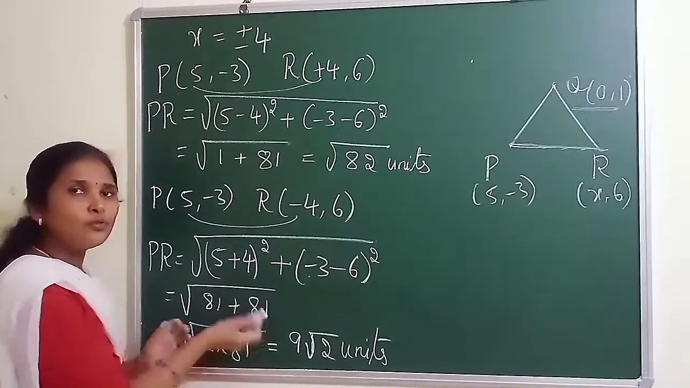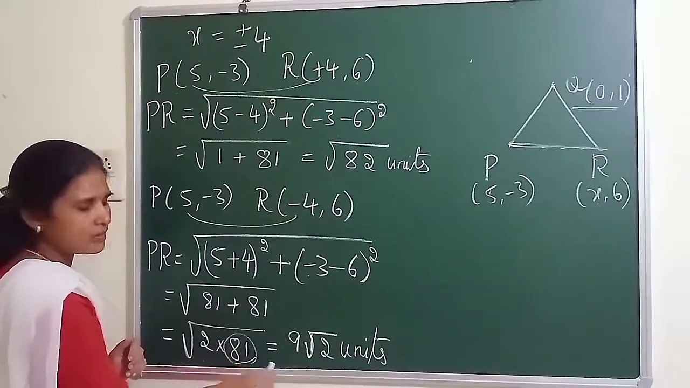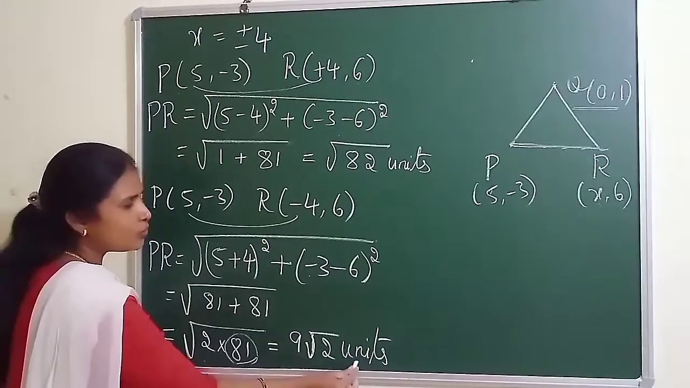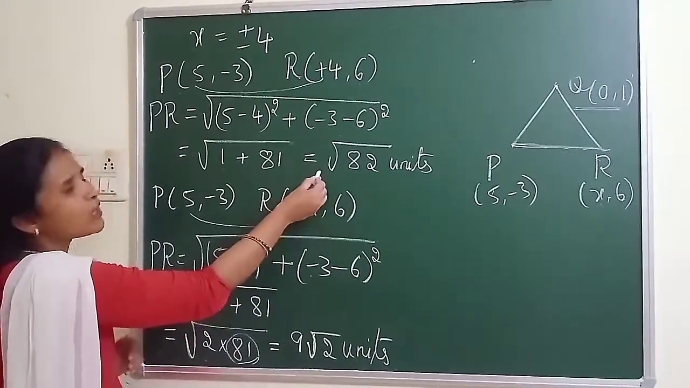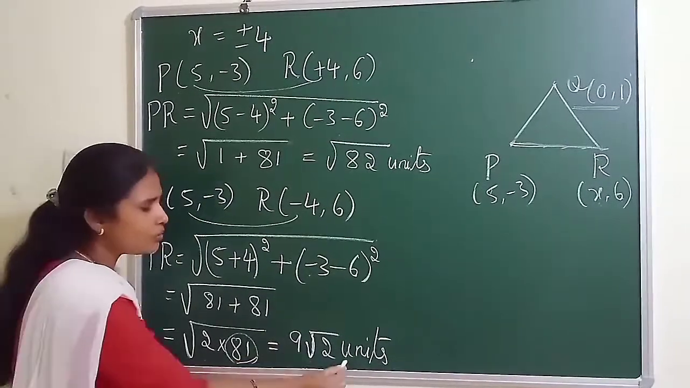Instead of adding, it is repeating 2 times, right? 2 into 81. So what is the square root of 81? That is 9. So 9 root 2 units. So with plus 4 I got root 82 units and with minus 4 I got 9 root 2 units.